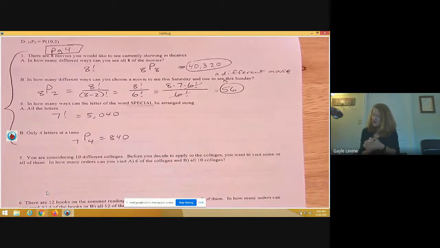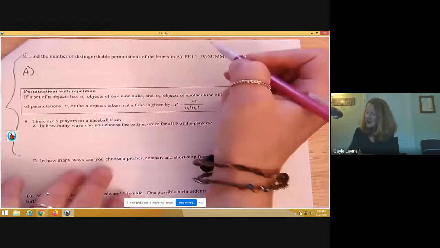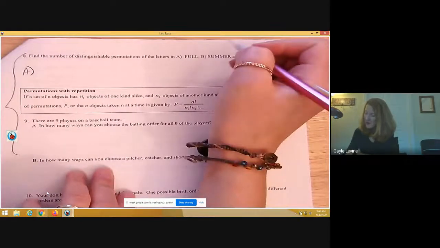Okay, so now at this point, I'd like to move on to page 5. So we're going to flip over. I'm going to go to page 5, and number 8 is asking, find the number of distinguishable permutations of the letters in A, full, B, summer, and C, difference. Now, full, summer, and difference are different from special because special didn't have any repeating letters. But if you notice, A, B, and C all do. So when you do letter A, you have to divide by the duplicates. So full is a 4-letter word.